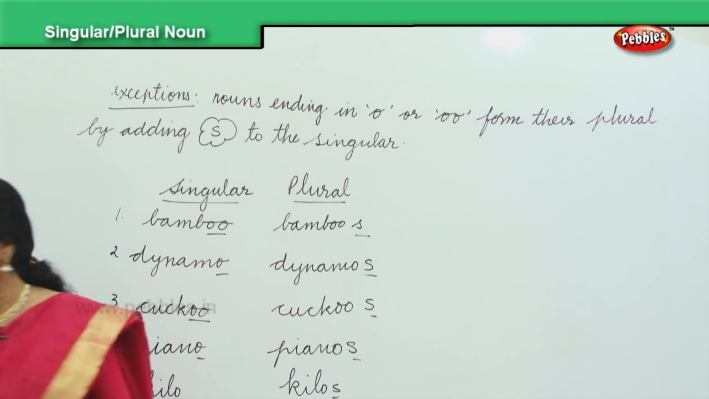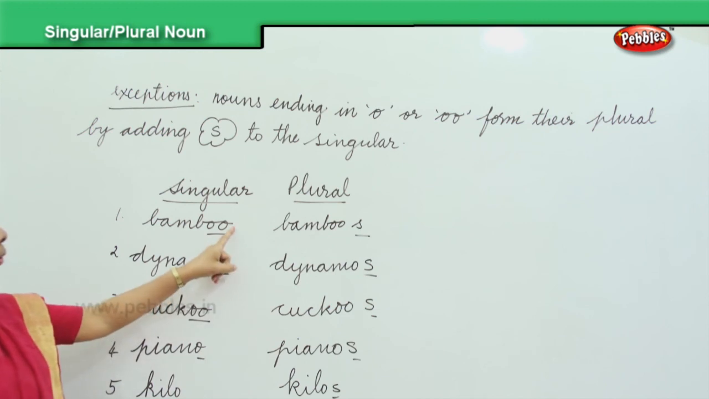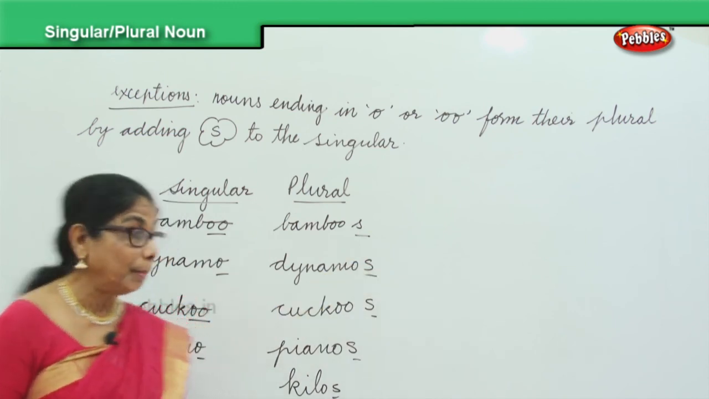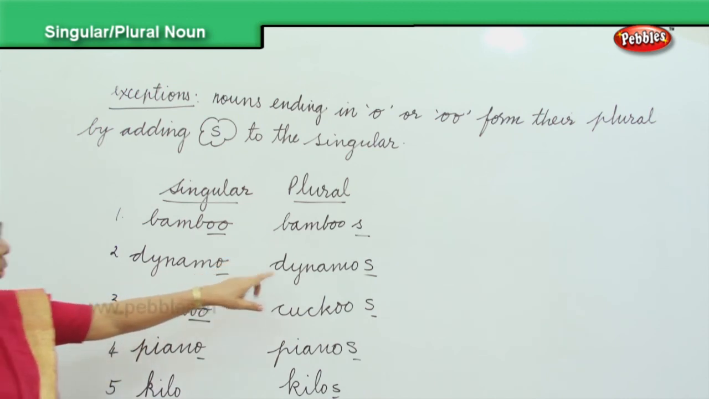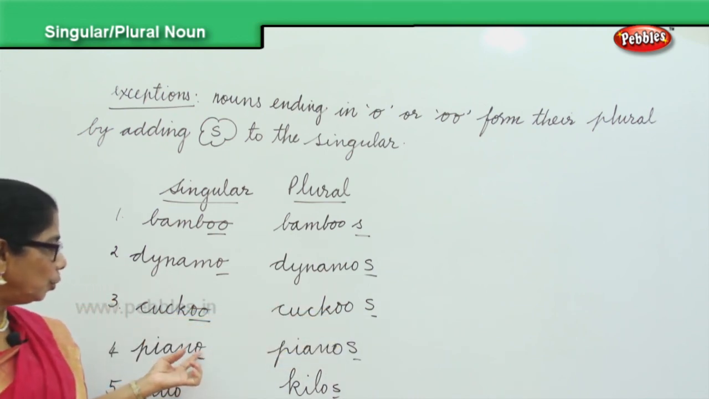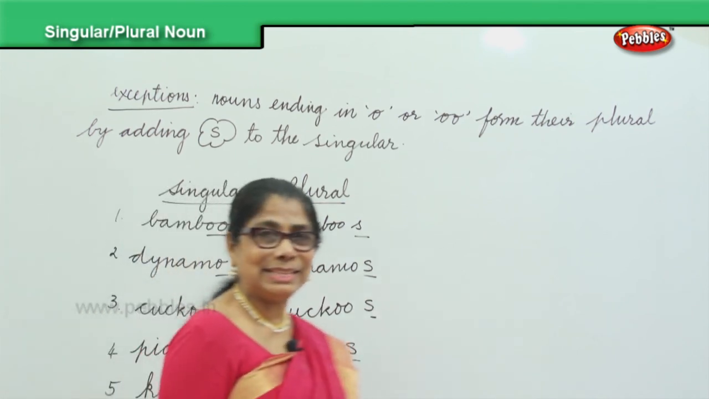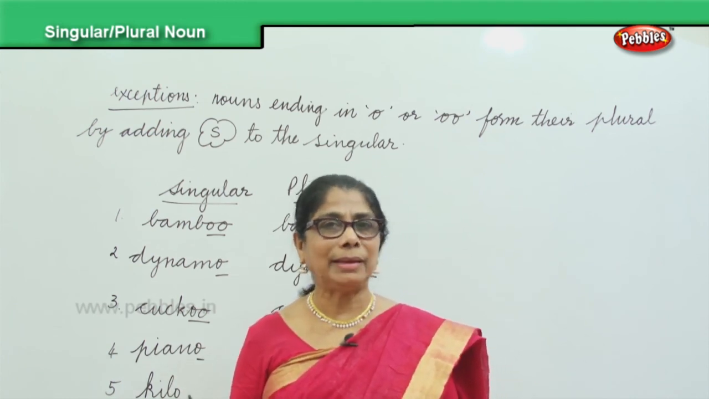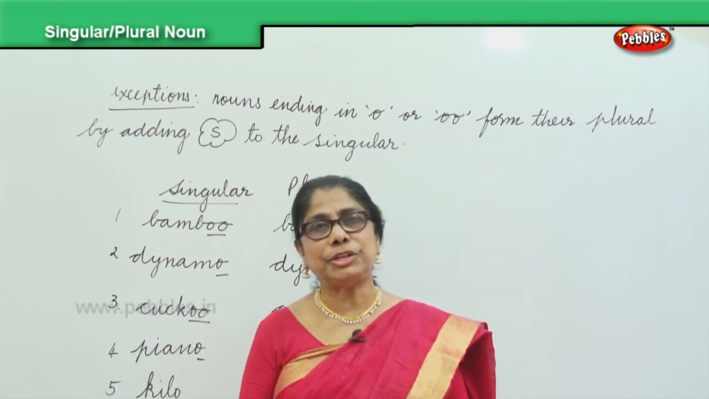So, here the exception to the rule, nouns ending in O or double O form the plural by adding S to the singular. It's very easy to remember. Bamboo? Bamboos. Dynamo? Dynamos. Cuckoo? Cuckoos. Piano? Pianos. Kilo? Kilos. When we do sentences, when you are reading, when you are writing, it will come automatic. Only practice will help us in remembering all these exceptions to the rules.